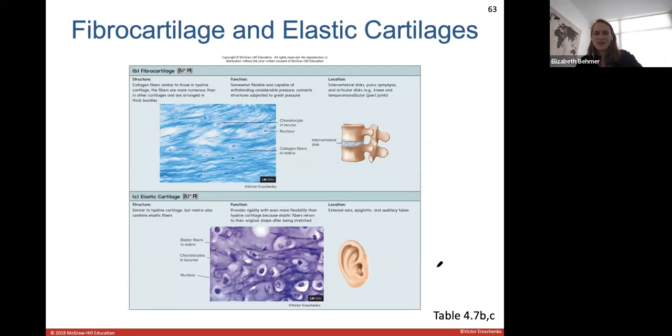And here's a picture of the other two. So we showed you hyaline cartilage. Fibrocartilage has these nice collagen fibers. They make up places like the intervertebral discs. And then elastic cartilage, you can see elastin fibers, and they will make up your external ear because it can bend and come back, assuming its original shape. So that is fibrocartilage and elastic cartilage.